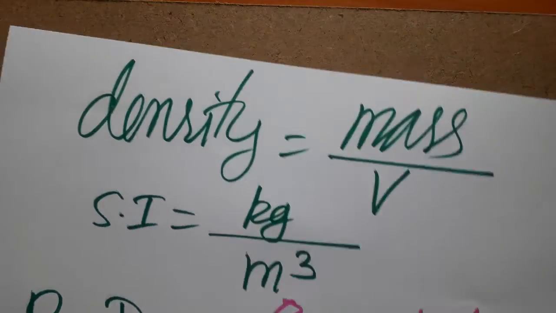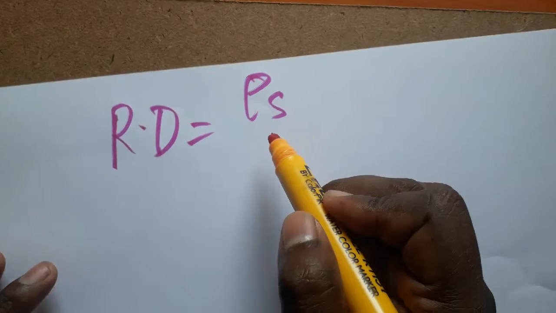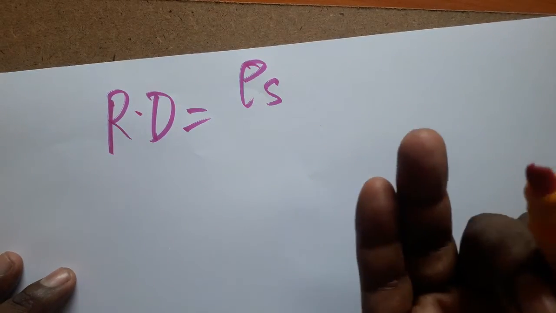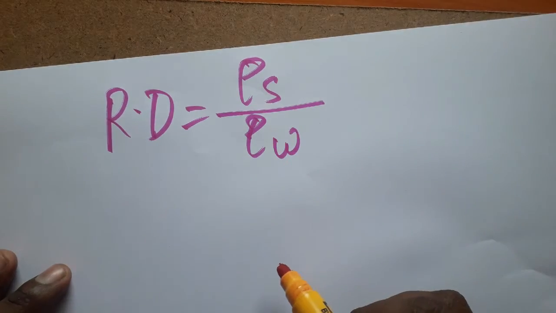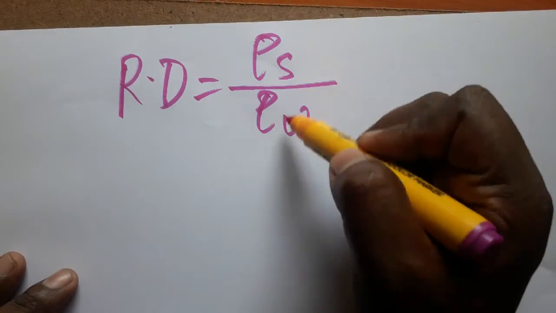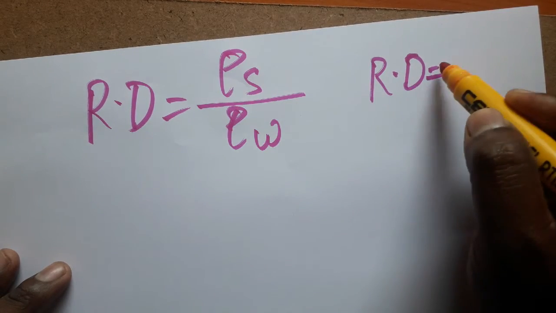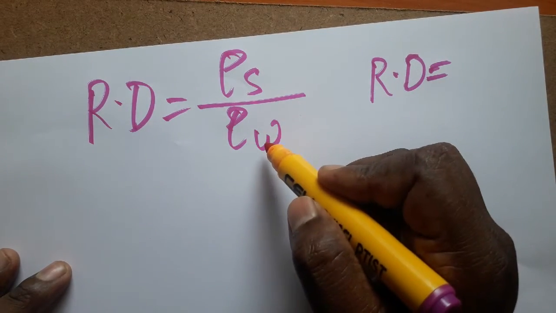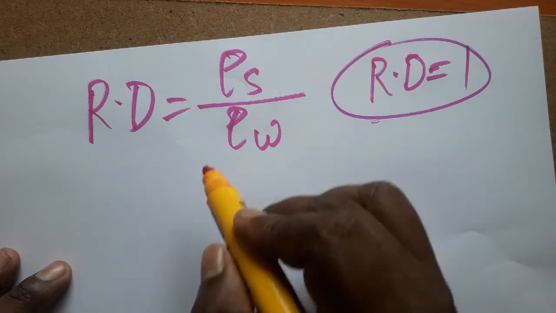Now we know relative density is equal to the density of the substance, anything: silver, gold, iron, water, thermocol, wood, anything you can take, divided by the density of water. When the substance and water have equal density, you will get relative density equal to 1. But when they are not equal, because we are comparing water with some other thing, that is when it differs from 1.